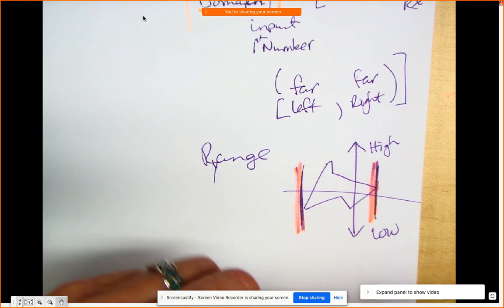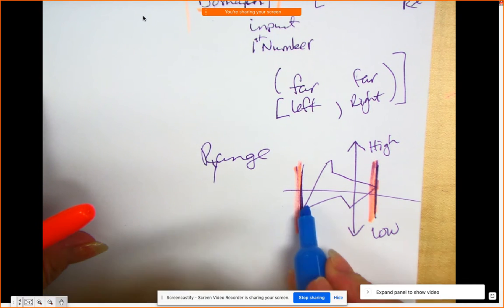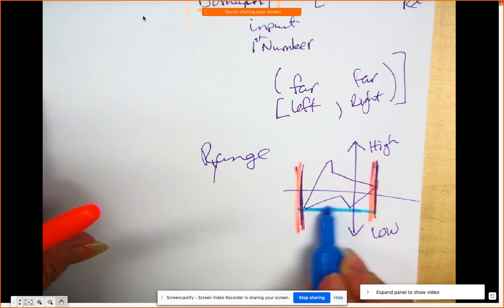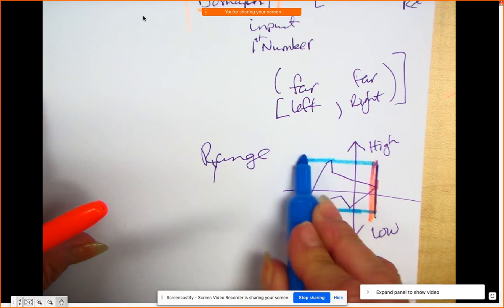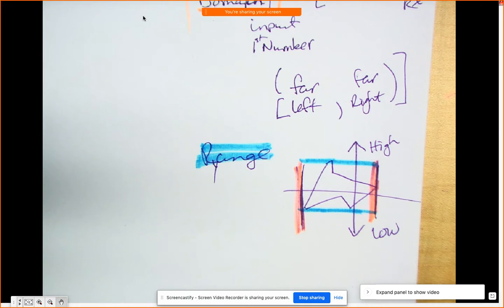Now for range, I'll take a different color. The range is looking for low to high. Well, where's the lowest point? Looks like maybe there. That would be the lowest, and up here would be the highest. That would be my range. So when we look at a graph, we're trying to find those values.